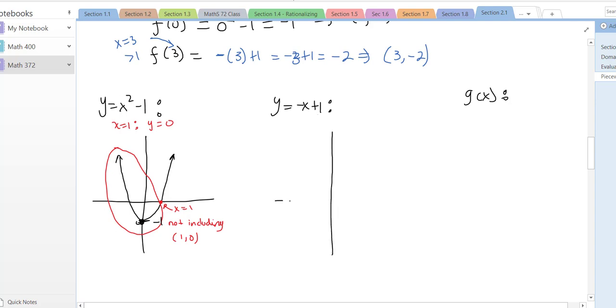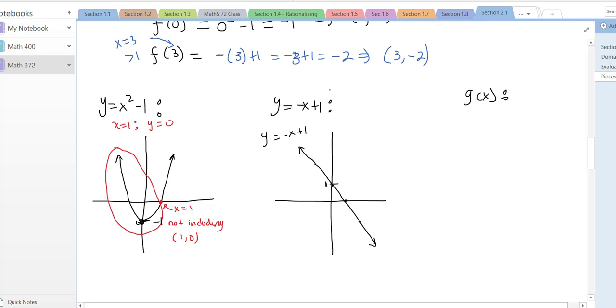Now, what does -x plus 1 look like? -x plus 1 is a line with a y-intercept at 1, and the slope is -1. So we're going to go down 1 and over 1, down 1, over 1, or up 1 and to the other side 1, and then you connect the dots. So this is y equals -x plus 1.